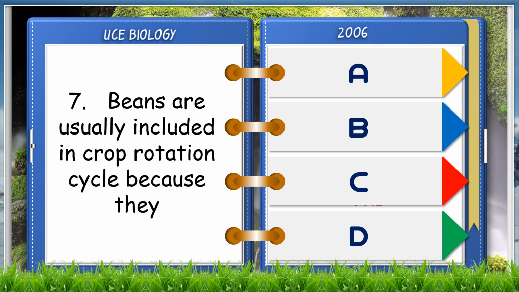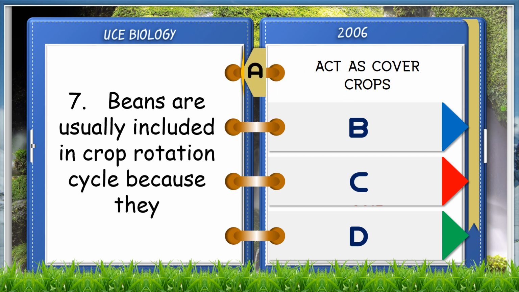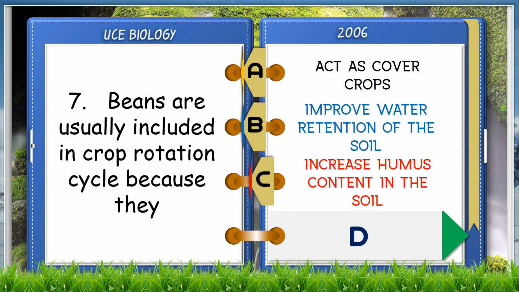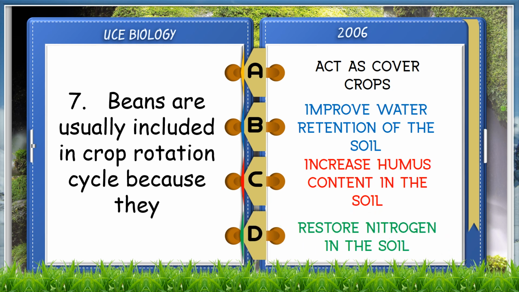Beans are usually included in crop rotation cycle because they: A. Act as cover crops, B. Improve water retention of the soil, C. Increase humus content in the soil, D. Restore nitrogen in the soil. The answer is D. Restore nitrogen in the soil.